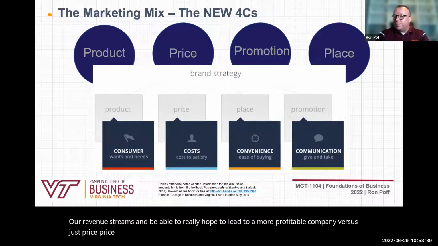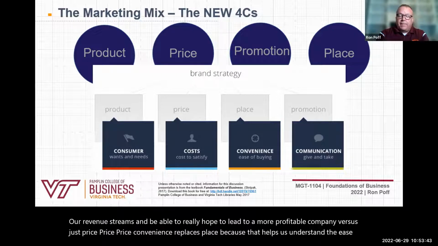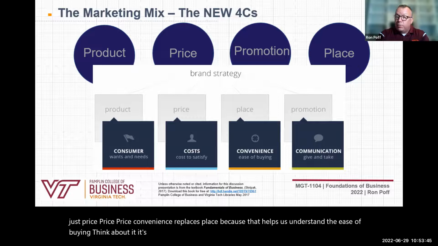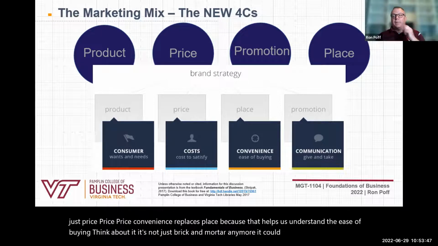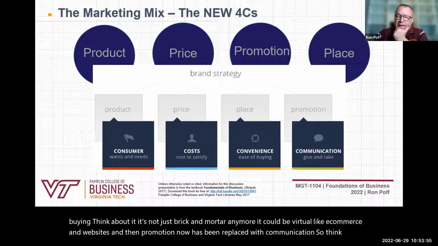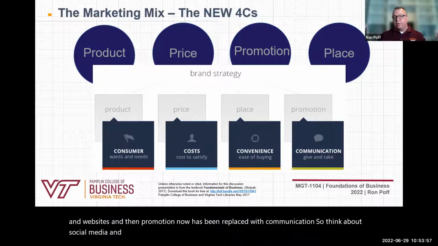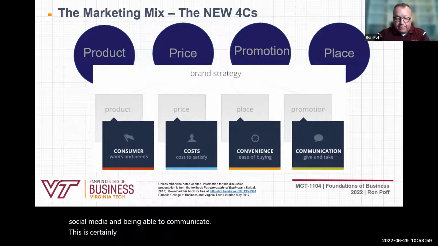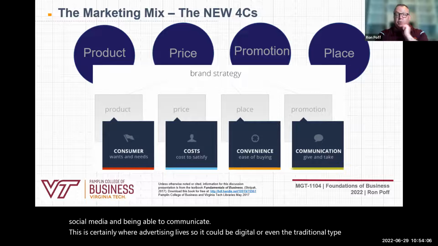Convenience replaces place, because that helps us understand the ease of buying. Think about it, it's not just brick and mortar anymore. It could be virtual, like e-commerce and websites. And then promotion now has been replaced with communication. So think about social media and being able to communicate. This is certainly where advertising lives. So it could be digital or even the traditional type of communication from a promotion standpoint.